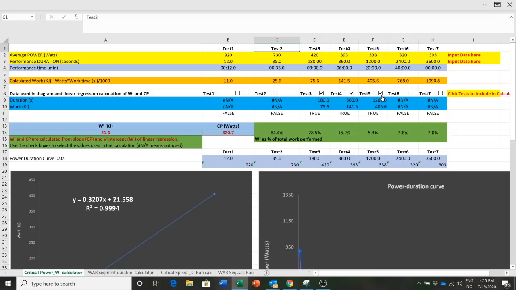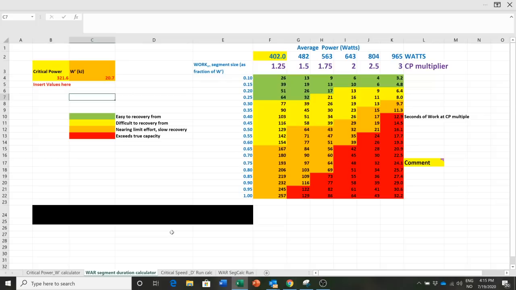So now I'm going to go a step further, and I've created this little calculator where I've taken those values and put them in, and then I have created a kind of a chart of different segments or fractions of total W prime, 10% of W prime, 15%, and then looked at how many seconds I would hold this power to get this fraction of W prime.